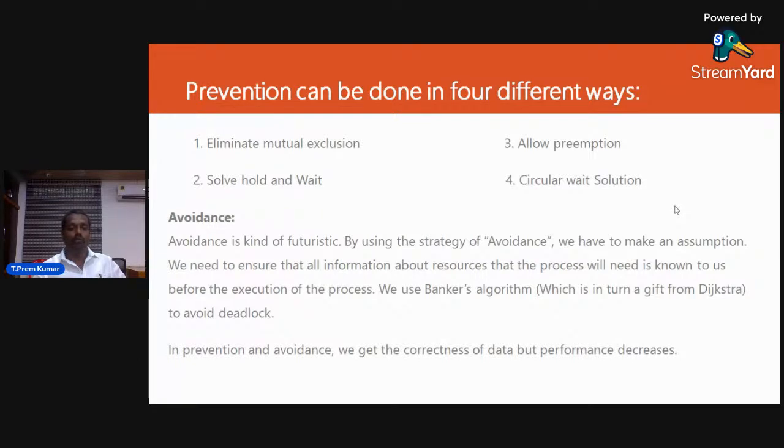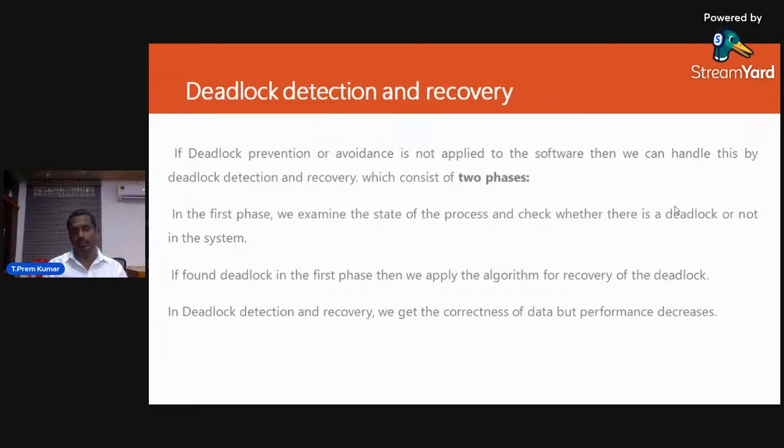Avoidance. When we talk about avoidance, by using the strategy of avoidance, we have to make an assumption. We need to ensure that all information about the resources that the process will need is known to us before the execution of the process. So we may use the Banker's algorithm to avoid deadlocks. In prevention and avoidance, we get correctness of data, but performance decreases.